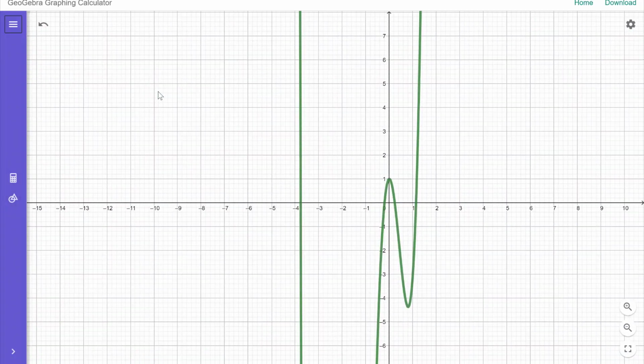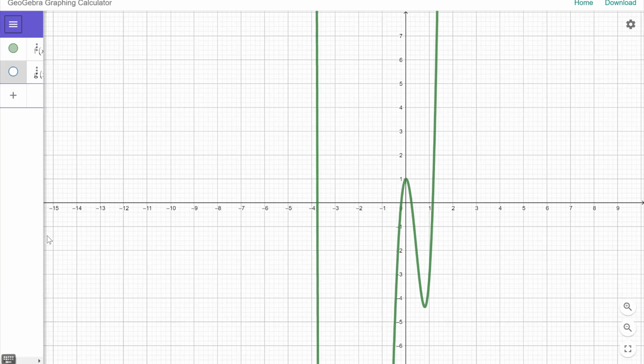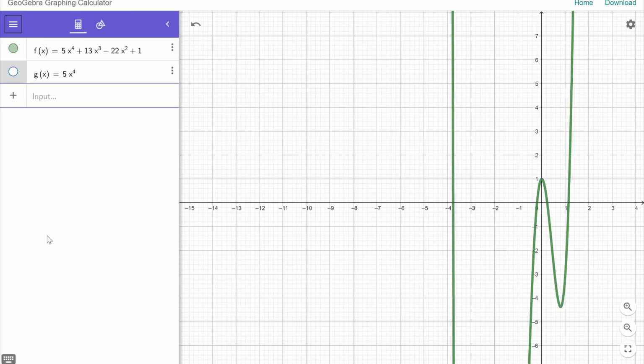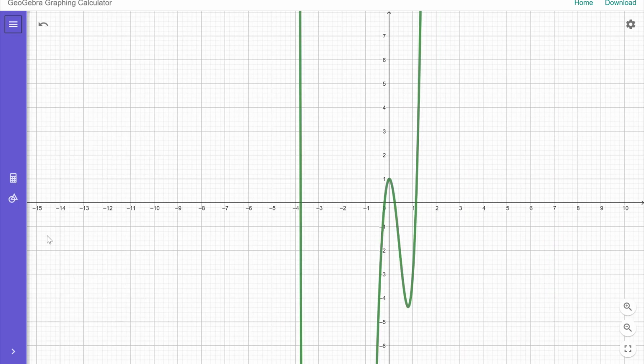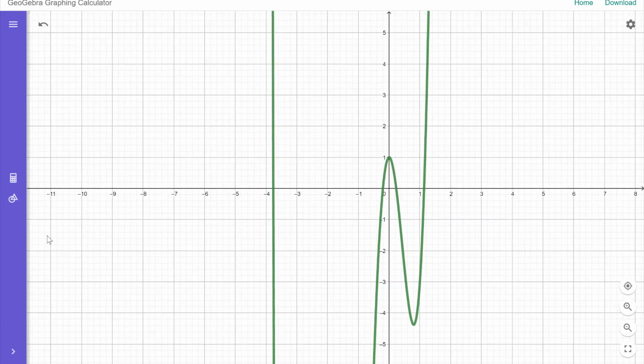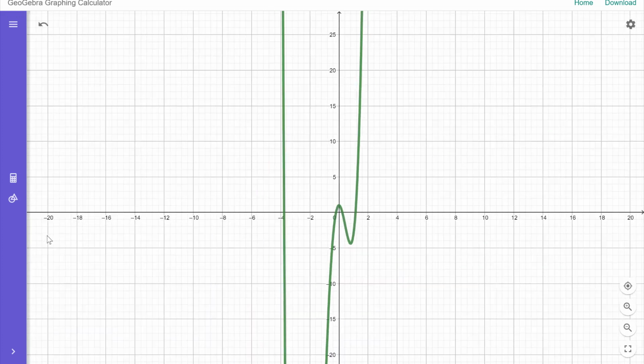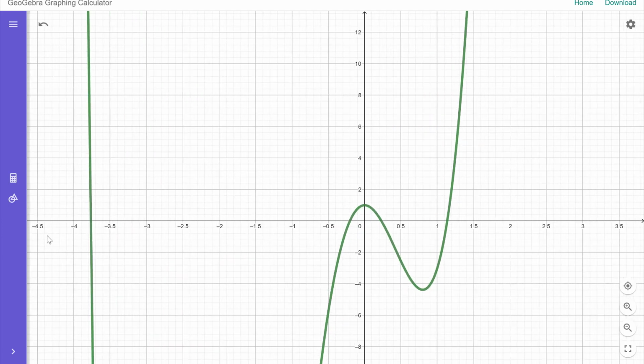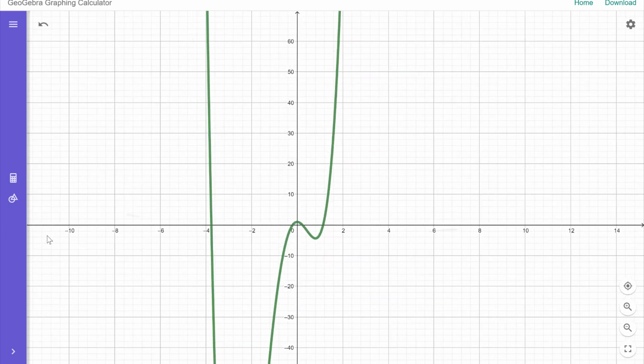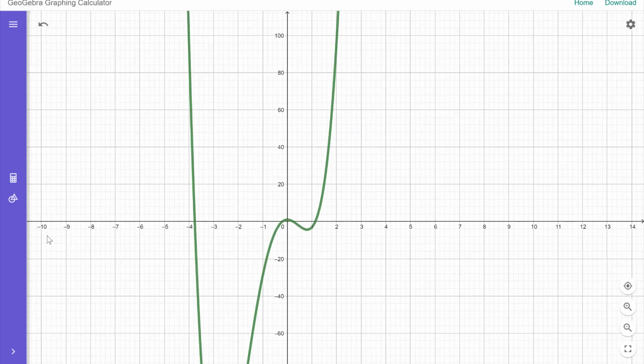So for example, if I take this function, which is represented by 5x to the fourth plus 13x cubed minus 22x squared plus 1. This has some crazy looking behaviors. So I'm just going to zoom in a little bit so we can see what's going on. But overall, it looks like a parabola with a couple little divots in it.